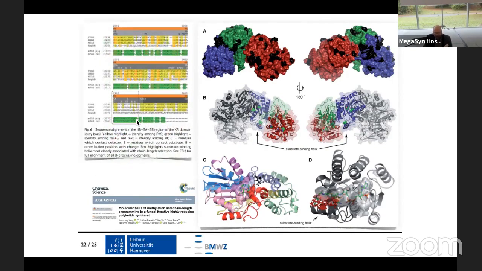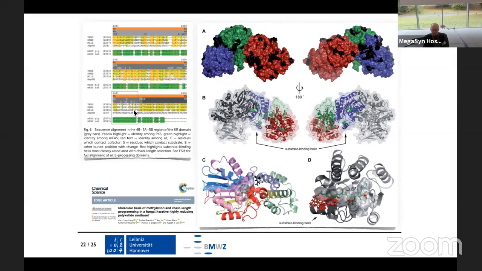Here's just a focus on that substrate binding helix in the KR. You can see the sequence differences here. And in fact, this is the 12 residue swap that we made, and this is the smallest swap we've made so far which changes the program. So we can really focus on tiny pieces of this synthase.